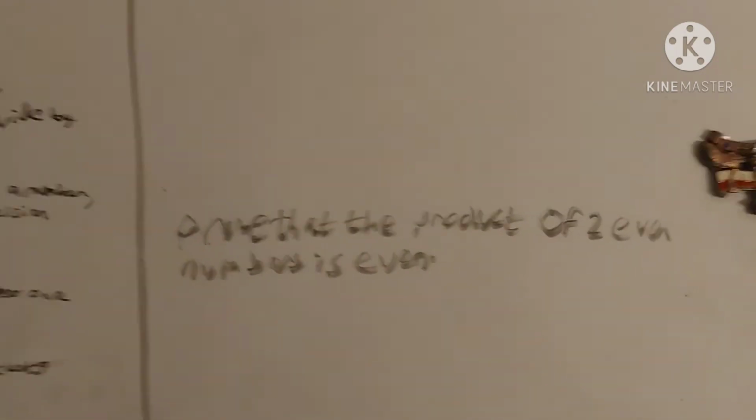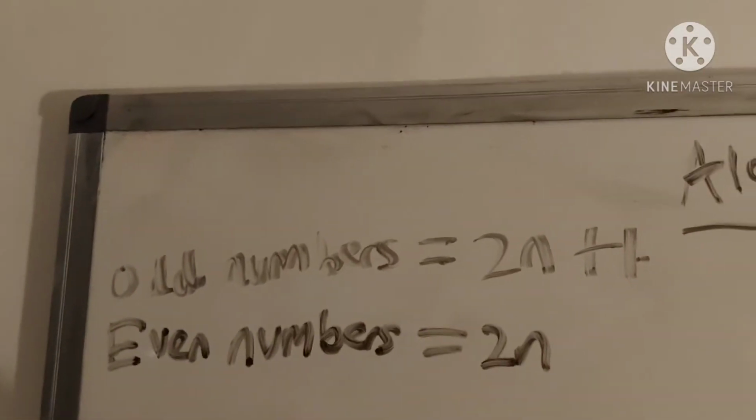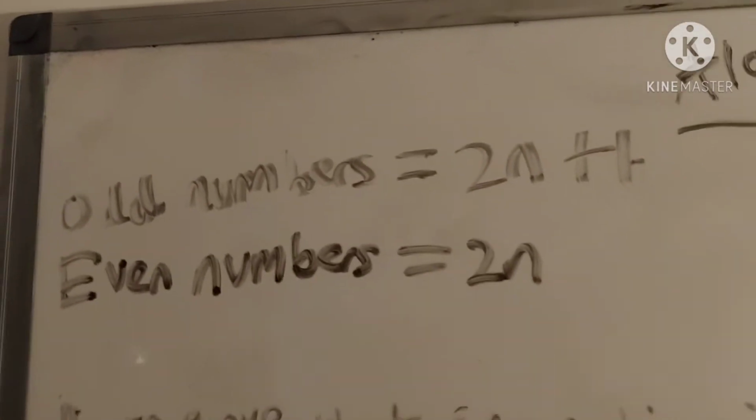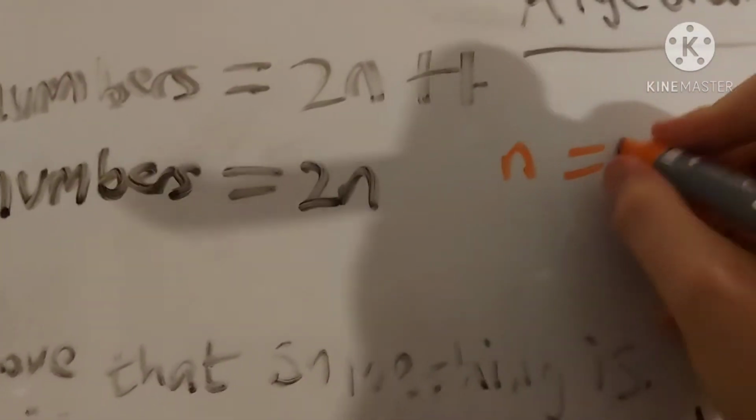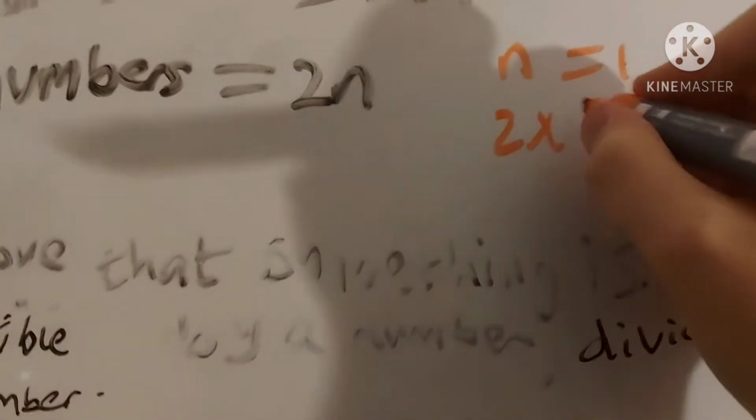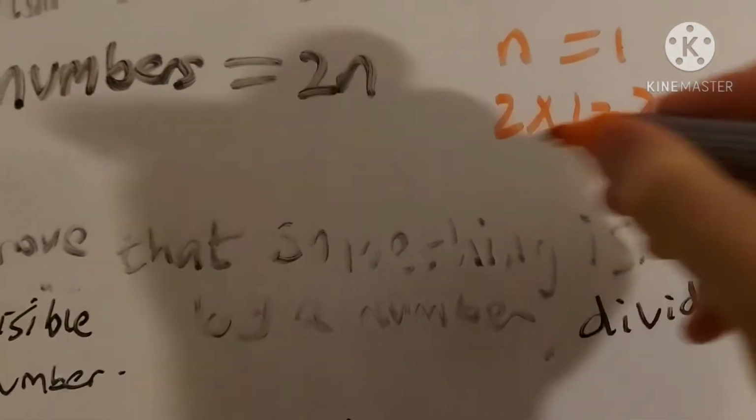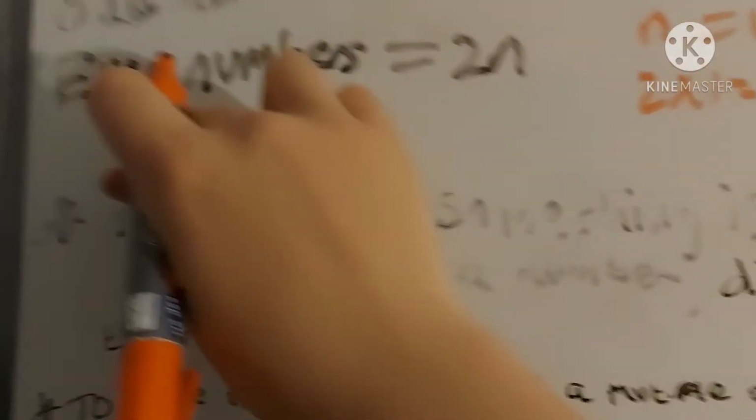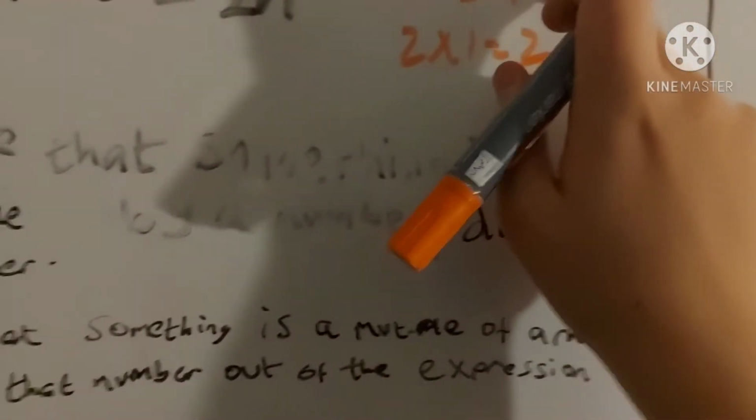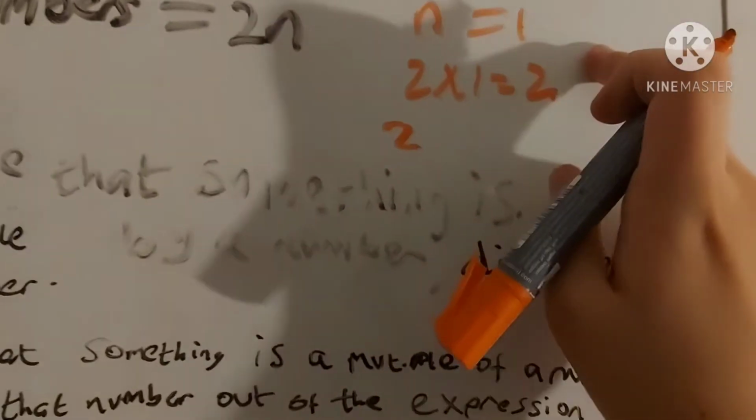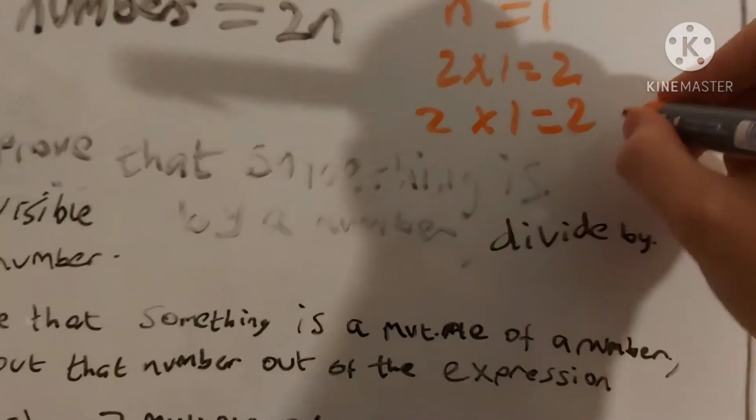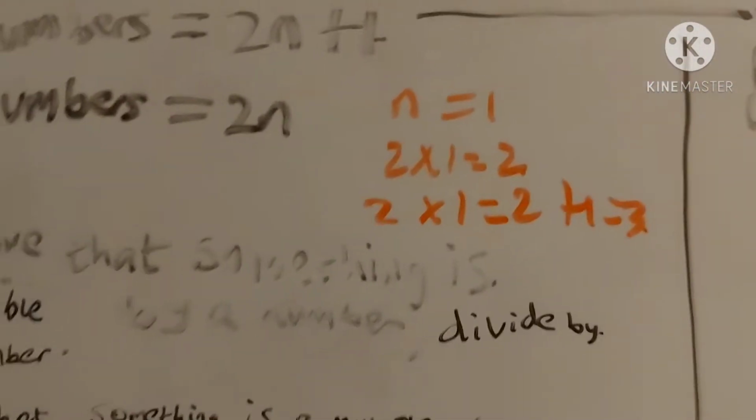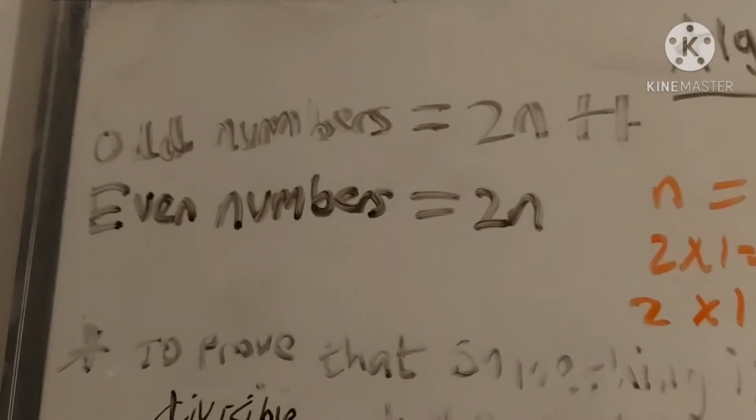So let's start. Odd numbers are in the form 2n plus 1. Even numbers are in the form 2n. Now I can prove that by saying, if n is 1, then 2 times 1 is 2, so 2 lots of 1. 2 is an even number. Whereas if that n was still 1, but I put it into the other one, 2 times 1 is 2, and then add the 1 which is 3. And that is an odd number.